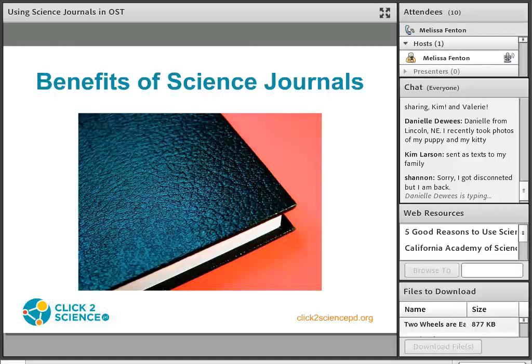Youth are writing questions about their observations, predictions, and conclusions in their notebooks, helping them develop their communication skills. Since journals are for individual youth to use to make sense of what they are learning, they allow youth of mixed ages and ability levels to participate in and benefit from the same learning experience. So there are a lot of benefits to using science journals in out-of-school time.